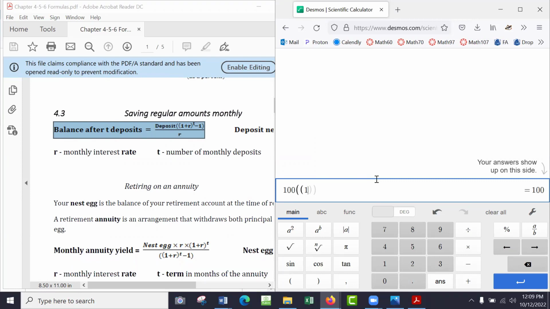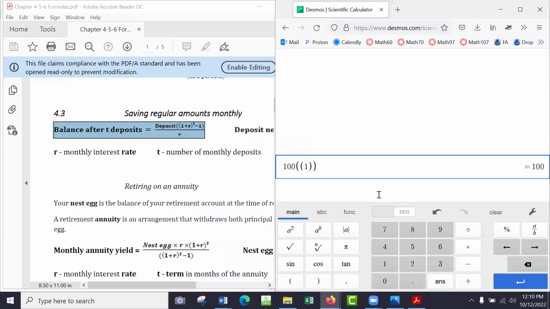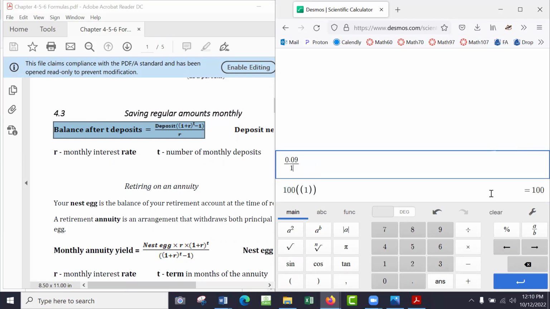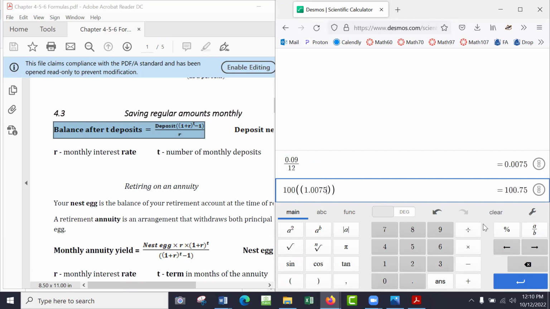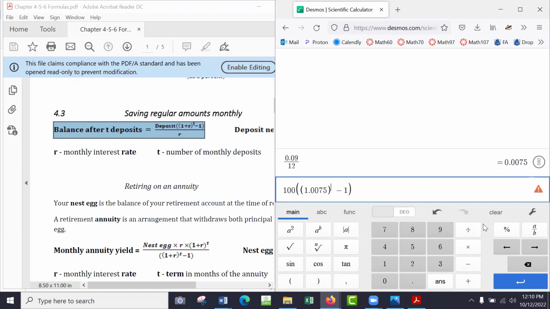And it's a monthly interest rate. So before I do that, let's talk about the interest rate. So the interest rate is 9%, 0.09, but it's monthly. So it's 9% over 12, 0.0075. So 1 plus that is 1.0075. So I can do it that way, or you can do 1 plus that as well. I'll do it the other way in a minute. And then you subtract, and the 1 plus R must have an exponent of T on it.